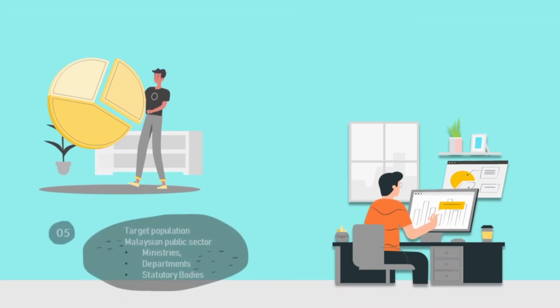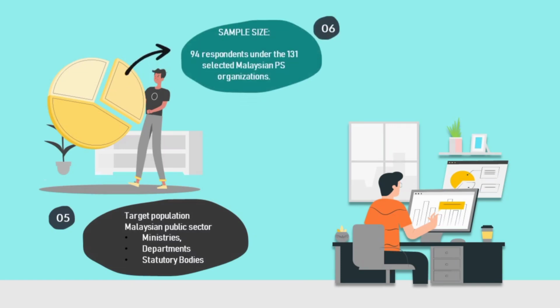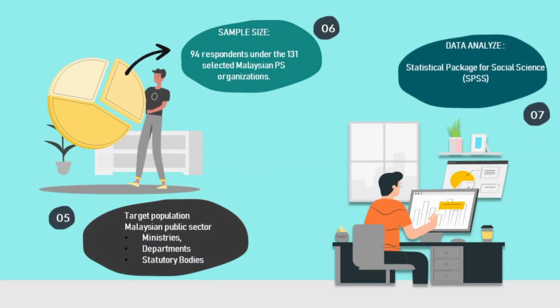Next, the target population is the Malaysian public sector, which comprises ministries, departments, and statutory bodies. 94 respondents are used as a sample size under the 131 selected Malaysian public sector organizations. Lastly, the computer software named Statistical Package for Social Science is used for data analysis.